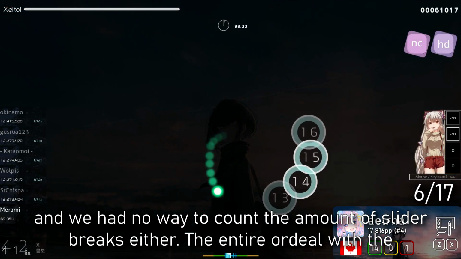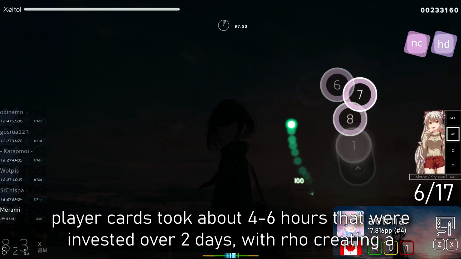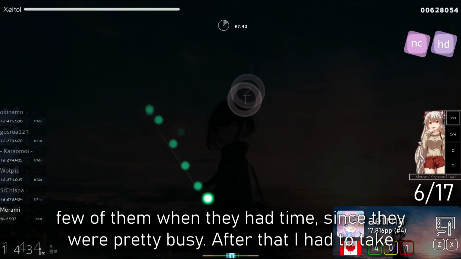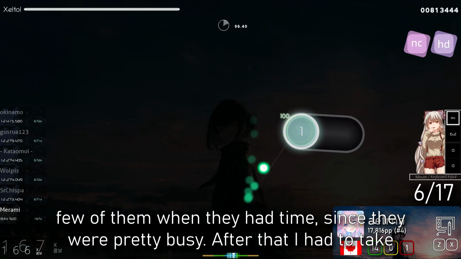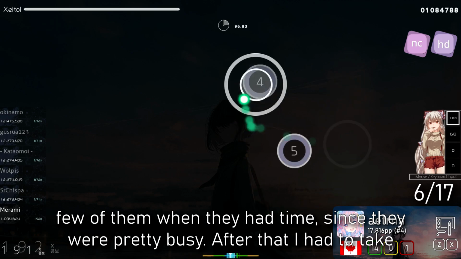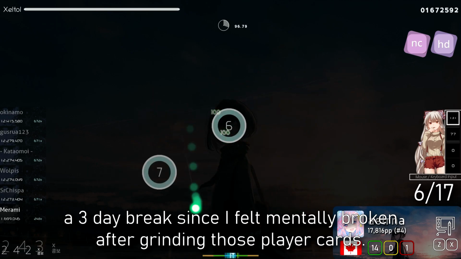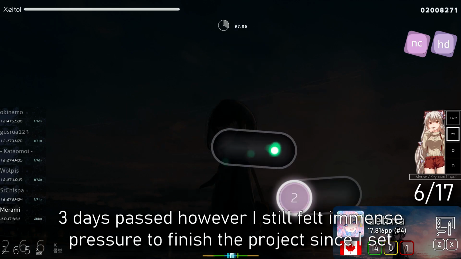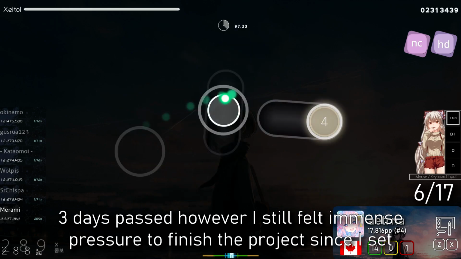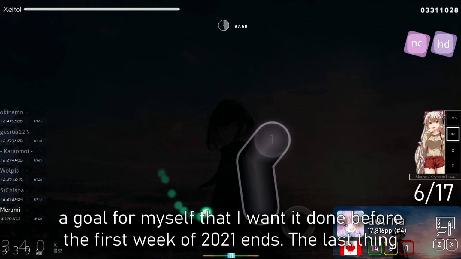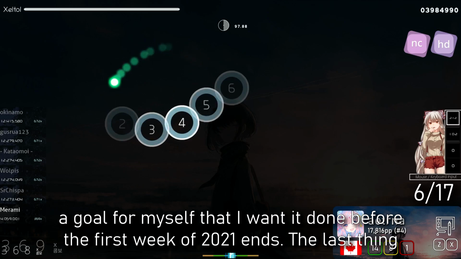The entire ordeal with the player cards took about 4 to 6 hours that were invested over 2 days, with Ro creating a few of them when they had time, since they were pretty busy. After that, I had to take a 3-day break since I felt mentally broken after grinding those player cards. 3 days passed, however I still felt immense pressure to finish the project since I set a goal for myself that I want it done before the first week of 2021 ends.